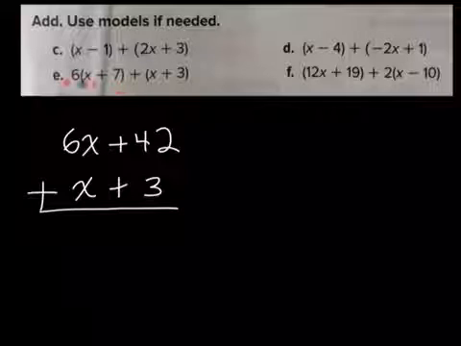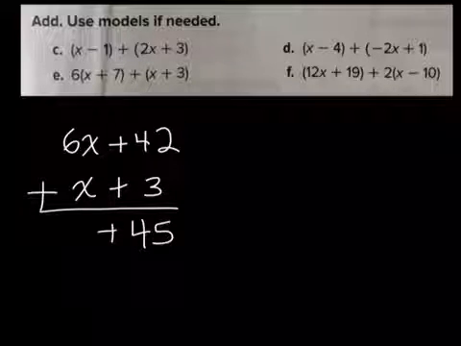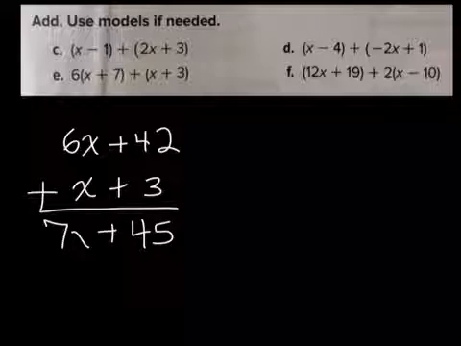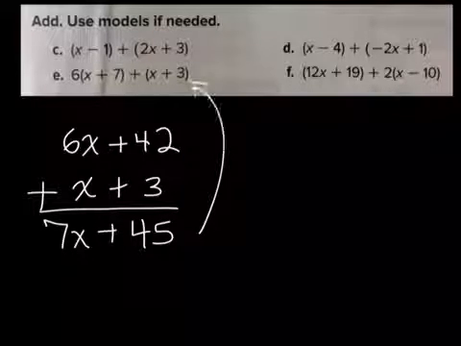For E, I'm going to use distributive property to format this expression to this expression. So 6 times x is 6x, 6 times 7 is 42. There we go, 6x plus 42. Now I can work with them. So I have 42 plus 3 is 45, right? I'll bring down my plus sign, and 6x plus 1x is 7x. There we have it. That goes right there.